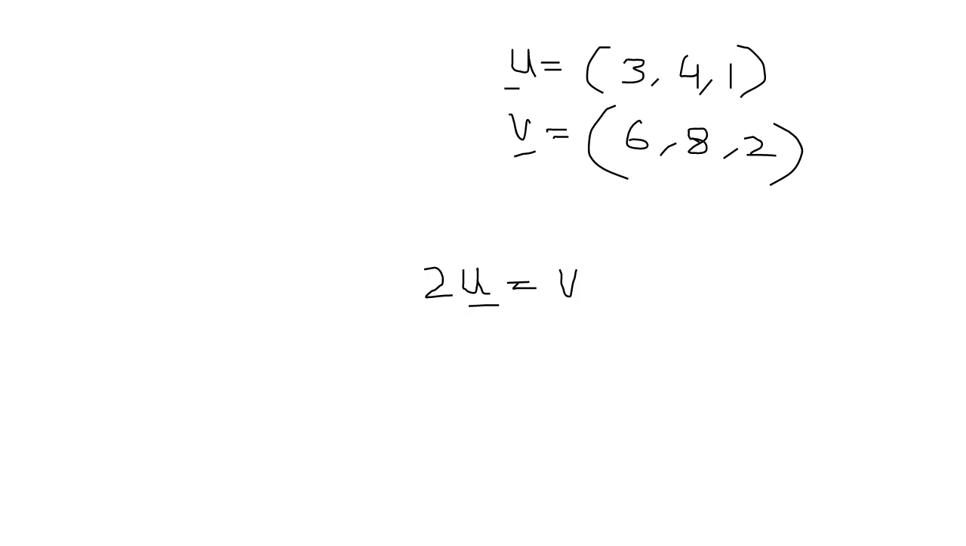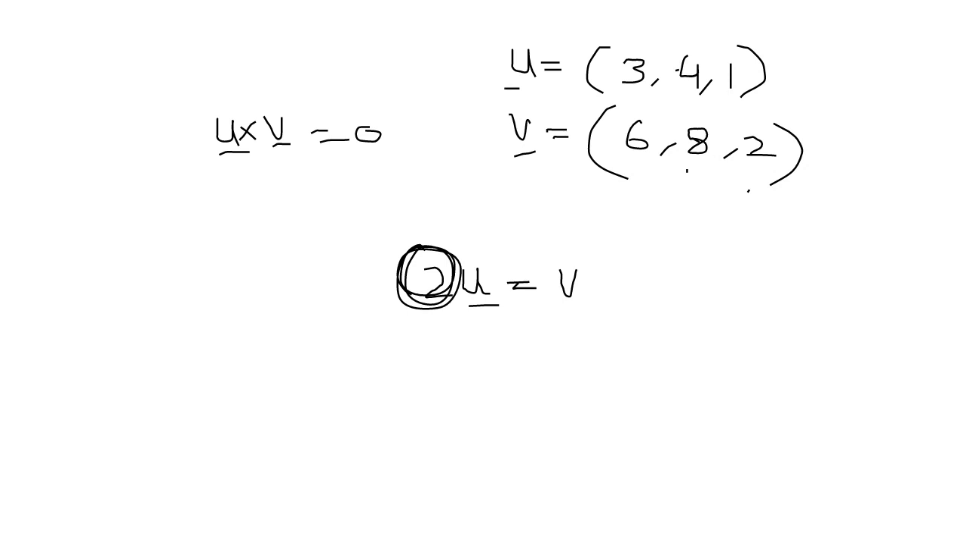2 multiplied by 3 is 6, 4 multiplied by 2 is 8, 2 multiplied by 1 is 2. So that will give me the vector. It means if you multiply any vector with any scalar, this 2 is a scalar, that gives you another vector, that means they are parallel vectors. They are parallel vectors and their cross product must be equal to 0.